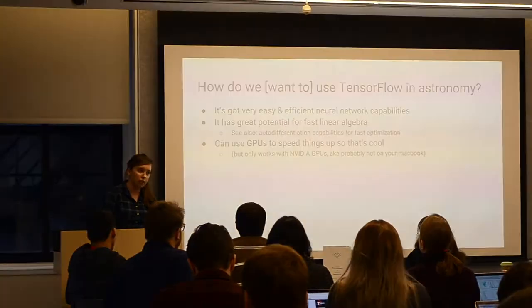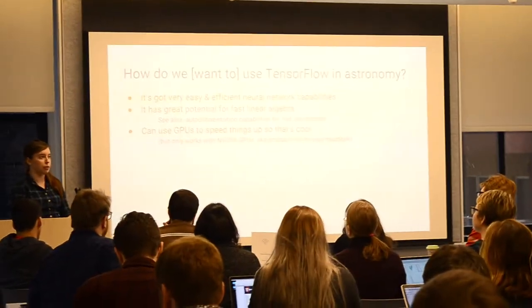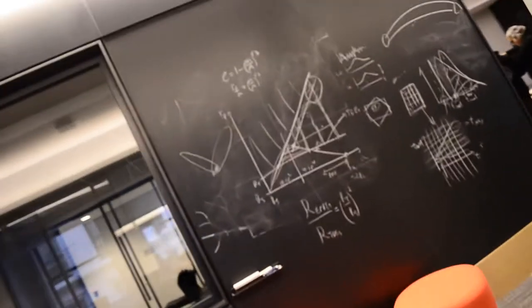TensorFlow has modern implementations of all of these things built into it. One of the reasons TensorFlow talks about graphs is that the deep learning world describes their network architectures as graphs.